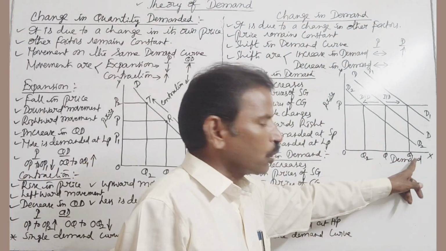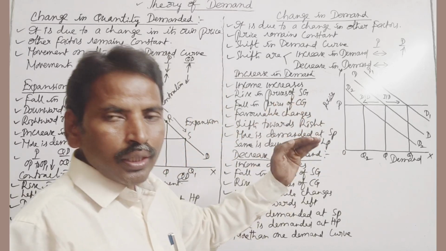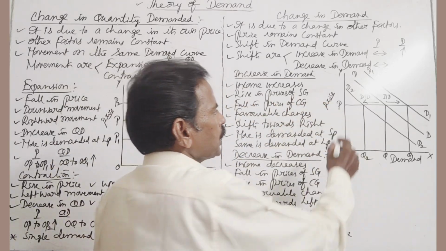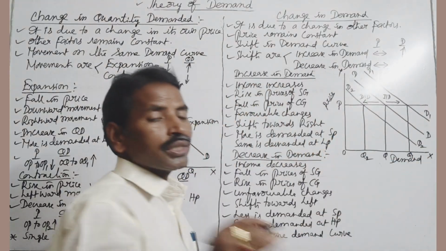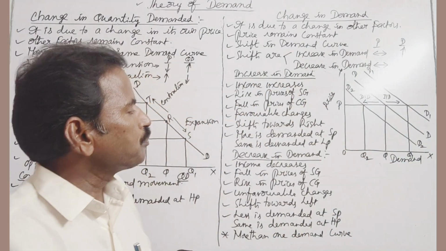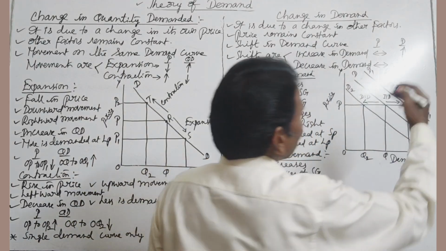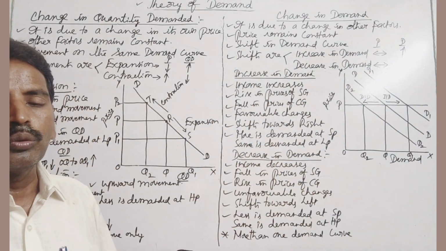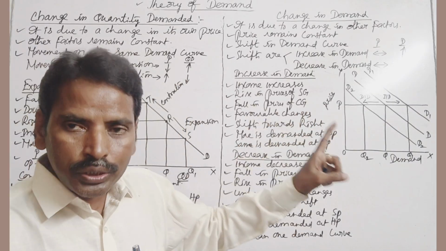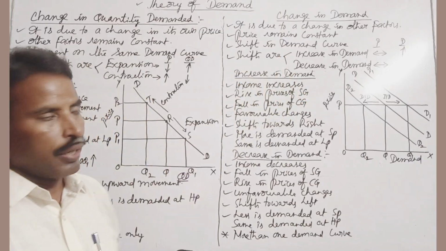New quantity is OQ1. Due to some other reasons, demand decreases. So D2 is the decreased demand curve. Here more than one demand curve will appear. Price remains constant. First of all, what is increase in demand?